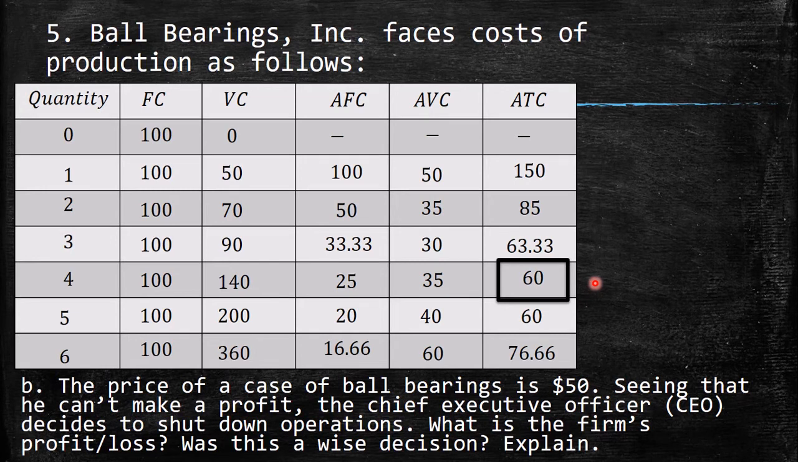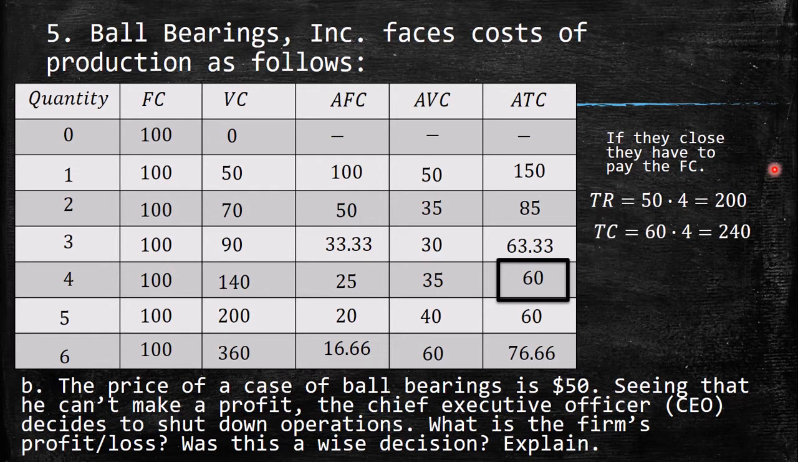Okay, then the idea here is that if they close, they have to pay the fixed costs. Okay, then the total revenue is going to be 50 dollars times 4. Okay, it's going to be 200. Then the total cost at that time is going to be 60 times 4, okay, it's going to be 240.